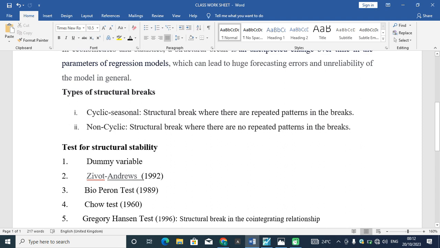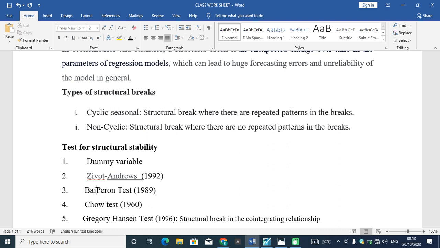Zivot-Andrews in 1992 actually developed a unit root testing procedure that enables us to check the presence of a structural break in a particular series. And we also have the Bai-Perron test, which also enables us to check the presence of breaks, Bai-Perron test 1989. We also have the Chow test of 1960, and finally we have the Gregory-Hansen test of 1996. So four of the five estimation procedures are unit root based tests, while the Gregory-Hansen test is a test for structural break in a cointegrating relationship.